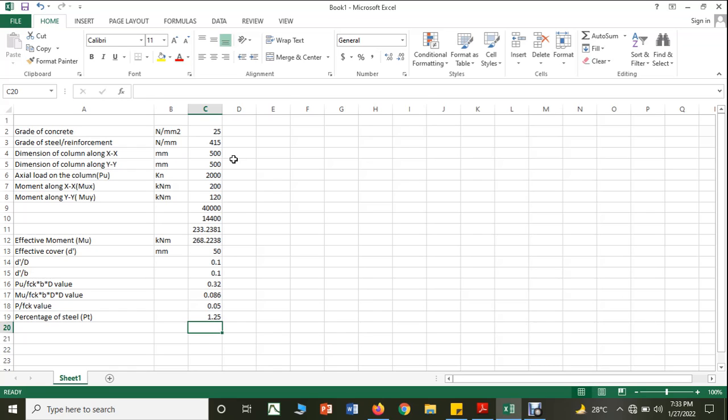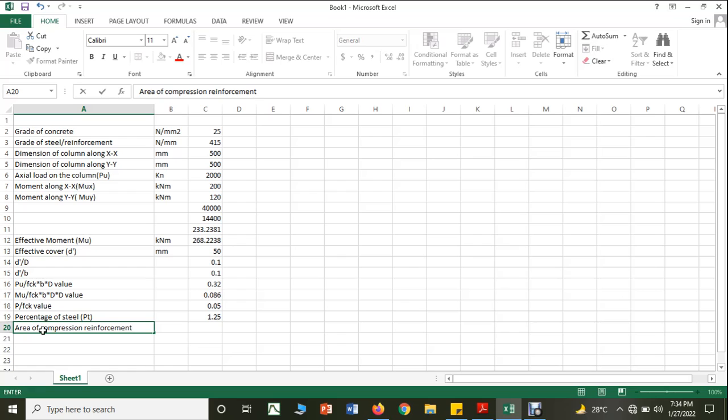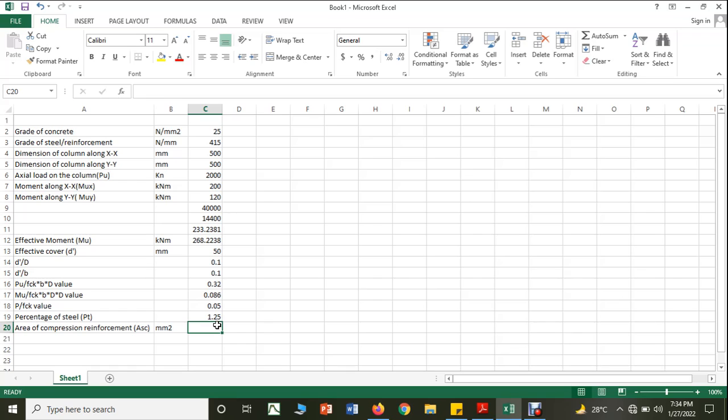So now from that I can get the area of the compression reinforcement, Asc, in mm square, which is Pt by 100 into b into D. That will give you 3125 mm square. So that is the area of the compression reinforcement.